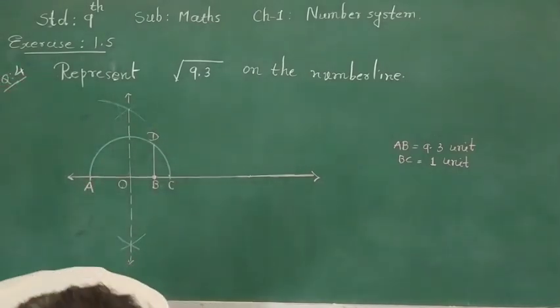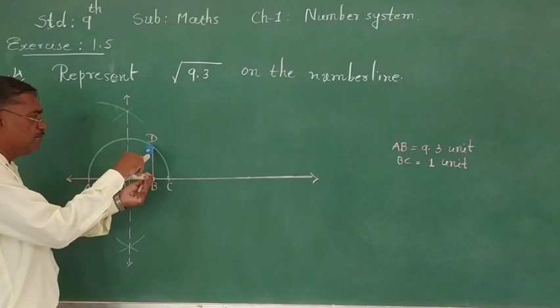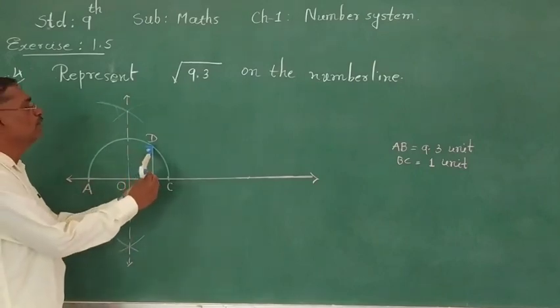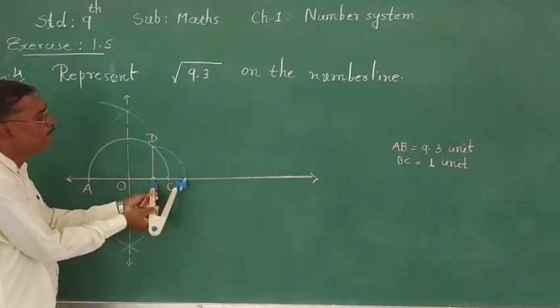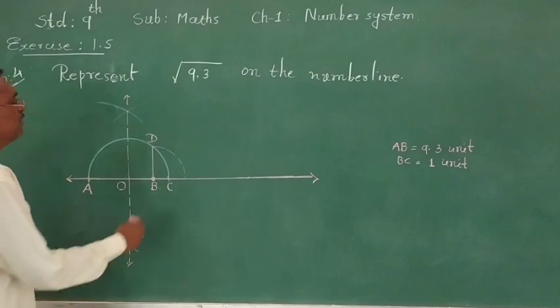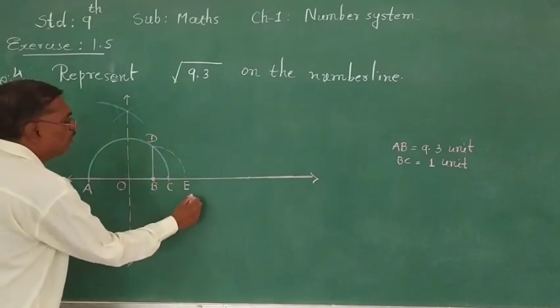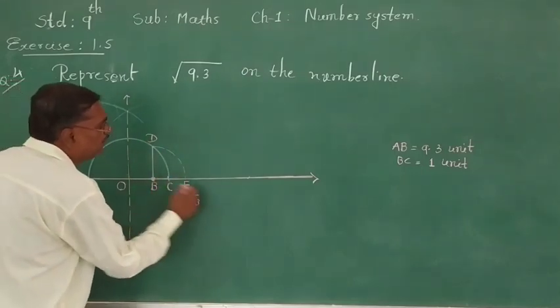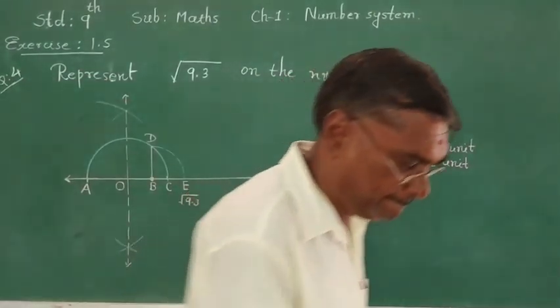Now with center B and radius BD, draw an arc in this way on the number line, E. The line you have drawn, BD, will be your root 9.3 on the number line. Okay, you can practice in your notebook. If you have any confusion, you can tell me. Okay, now write down, draw in your notebook.